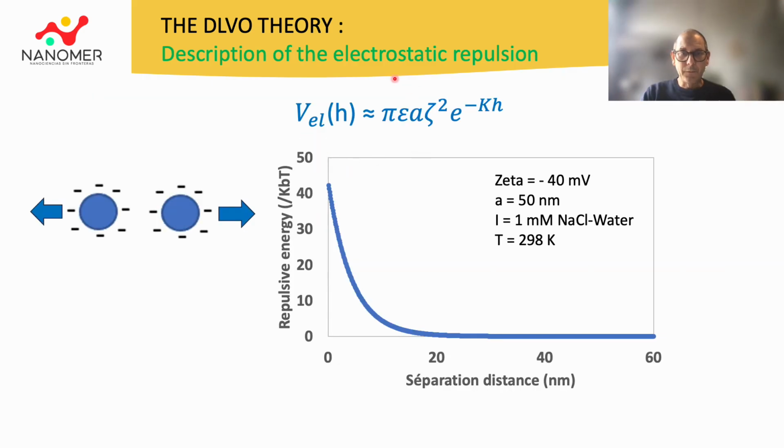So if you plot the repulsive potential as a function of the distance h, you obtain this exponentially decreasing curve, determined in this case at room temperature from this value of zeta potential, particle size, and ionic strength. And you see that it indicates strong repulsion when the particles approach each other and a rapid decrease in repulsion with distance.